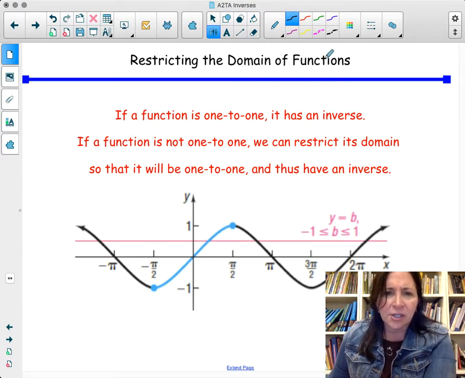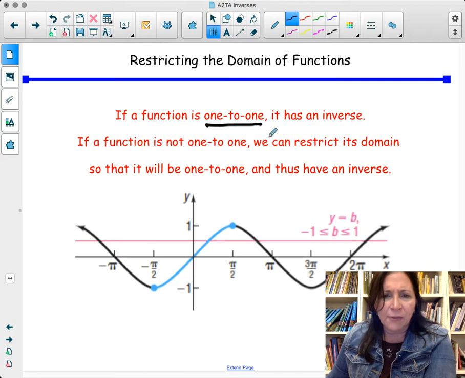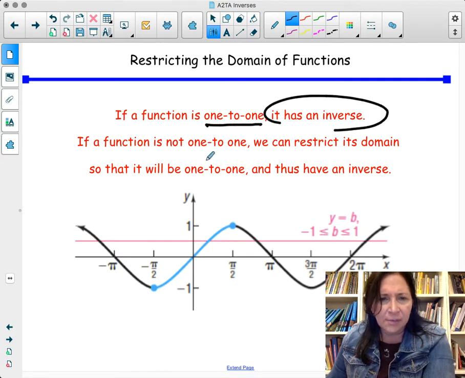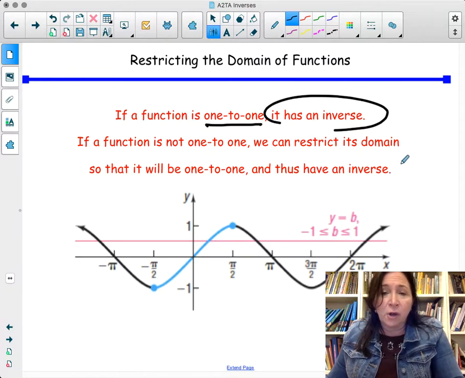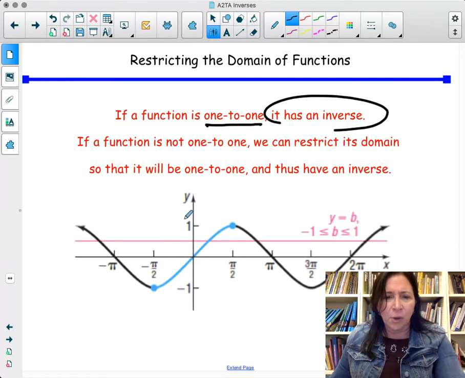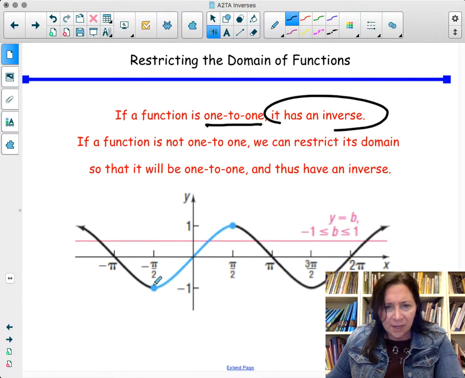Restricting the domain of functions: if a function is 1-to-1, it does have an inverse. If a function is not 1-to-1, then we can restrict the domain so it can be 1-to-1. And if you notice, see our restricted domain, negative pi over 2 to pi over 2.